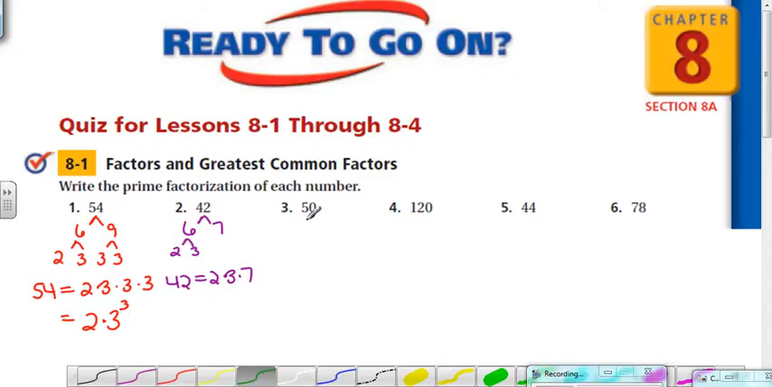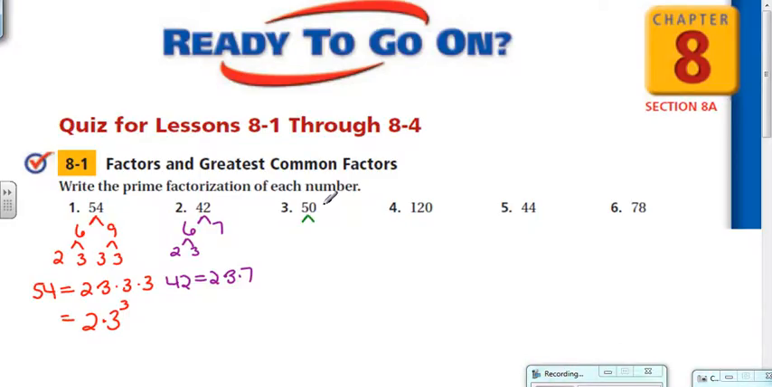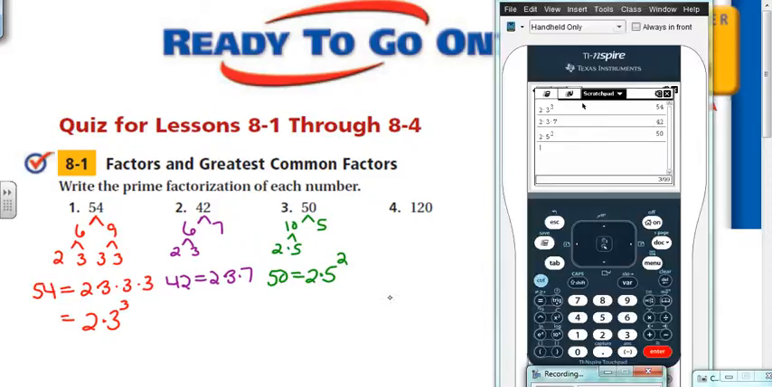50, anytime it ends in a 0, you can do 10. So I do 10 times 5. 5's prime, then I can do 2 times 5. So I would say the prime factorization of 50 is 2 times 5 squared, or you could write 2 times 5 times 5. And then go back in, type it in your calculator, see if it works.